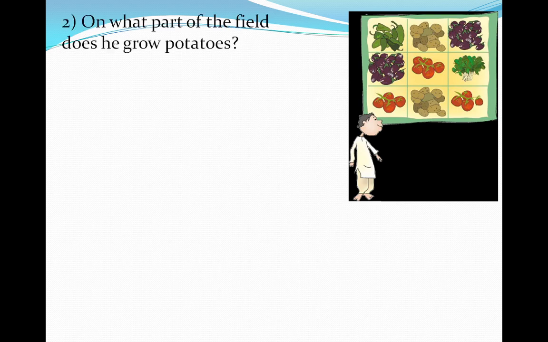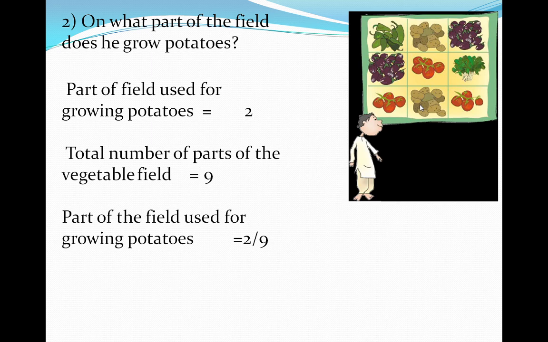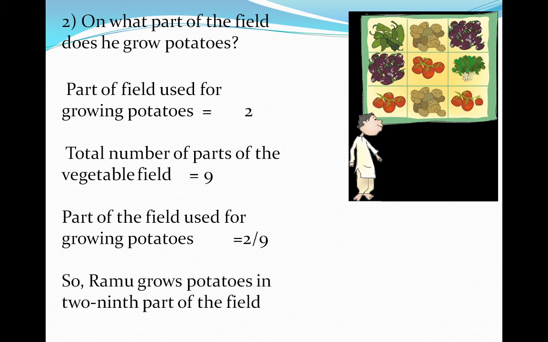Now there are some more questions related to Ramu's vegetable field. The second one: on what part of the field does he grow potatoes? Parts of the field used for growing potatoes are 2, this 1 and 2. Total number of parts of the vegetable field is equal to 9. Look at here, 1, 2, 3, 4, 5, 6, 7, 8, 9. So the part of the field used for growing potatoes is equal to 2 upon 9. So we can write: Ramu grows potatoes in 2/9 part of the field.